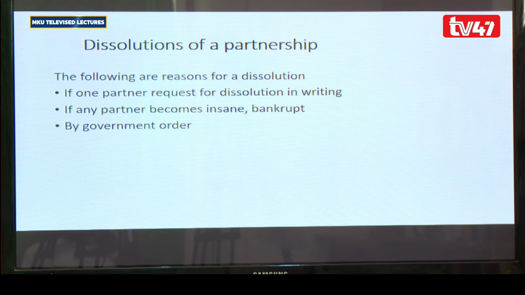Similarly, if one of the partners becomes insane or becomes bankrupt, again, a partnership can be dissolved. Similarly, the government can order a dissolution of a partnership. At what point? For example, when they declare a business illegal. Like recently we had the issue of illegal brew. In that illegal brew, if the partnership was having such a business, with a government order, the partnership has been dissolved.